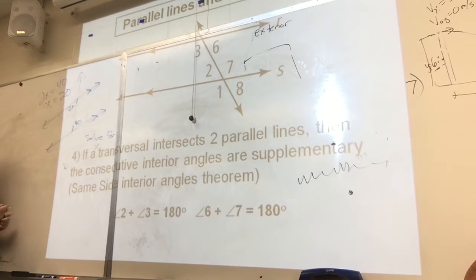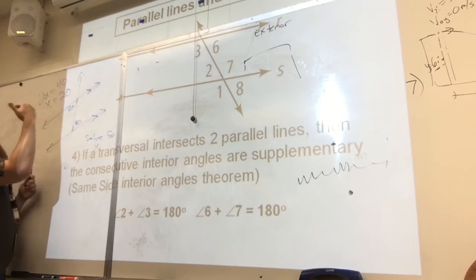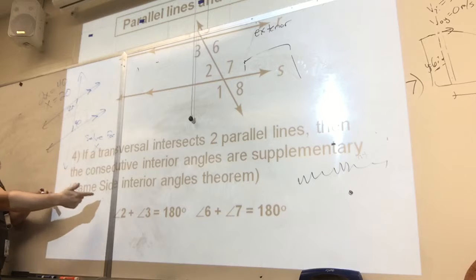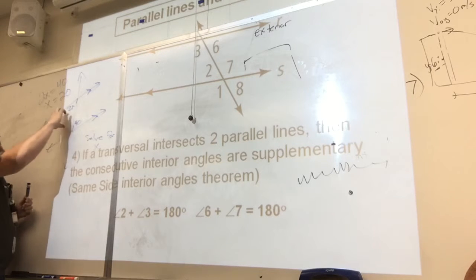So that would be one type of problem, solving things out like that, where you're matching up all the acute ones and the obtuse ones, and either setting them equal to each other, or like on this one, you'd be adding them to 180 if they're on the same side.